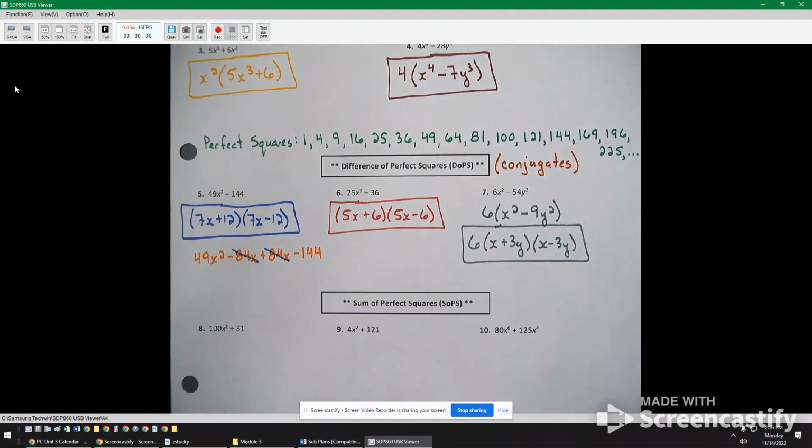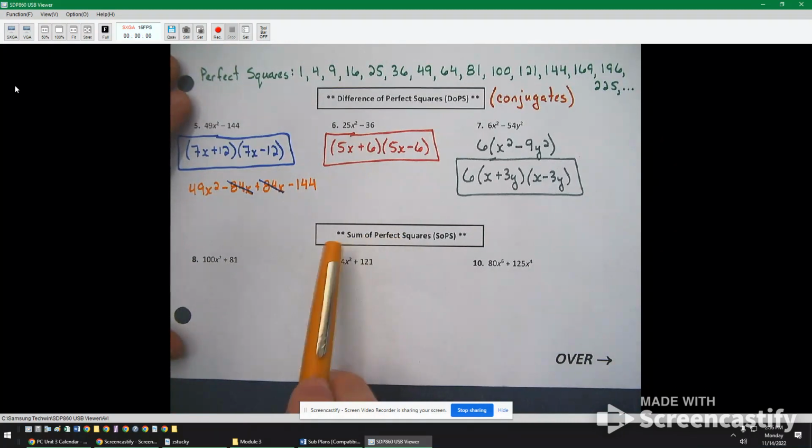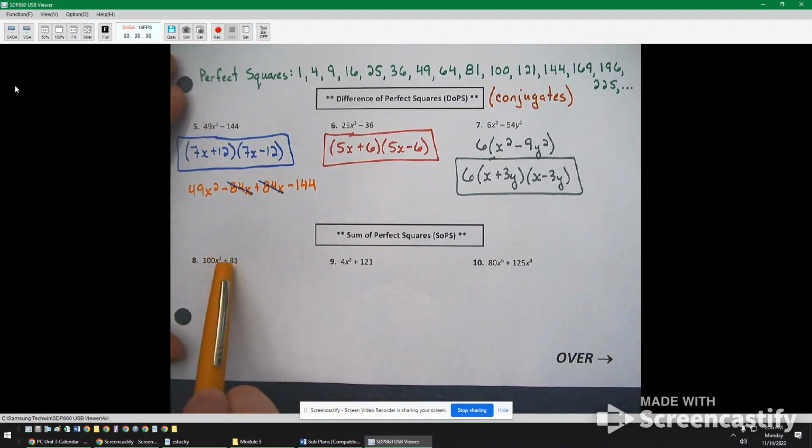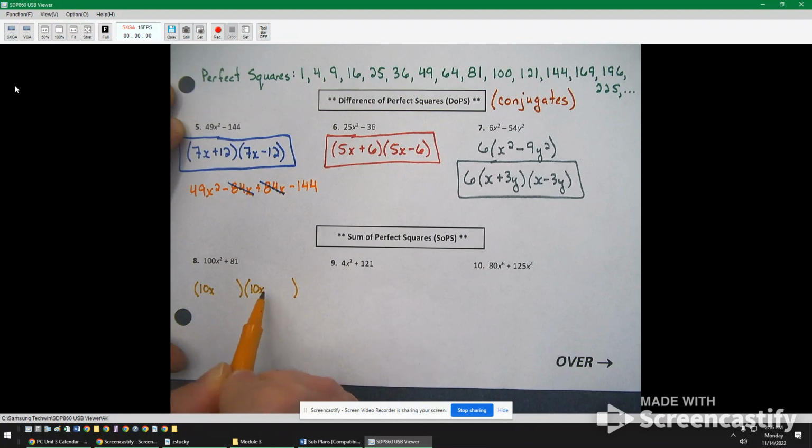Okay, so what makes SOPS different? Well, SOPS is the same as DOPS, except it's a sum of perfect squares. So in other words, there's a plus in the middle. Well, let's try to factor this similar to what we did up above. So I know that it's going to be like this and like this. I know it's going to be 10x because 10x times 10x makes 100x squared. And I know 81 has got to be built out of 9 and 9.